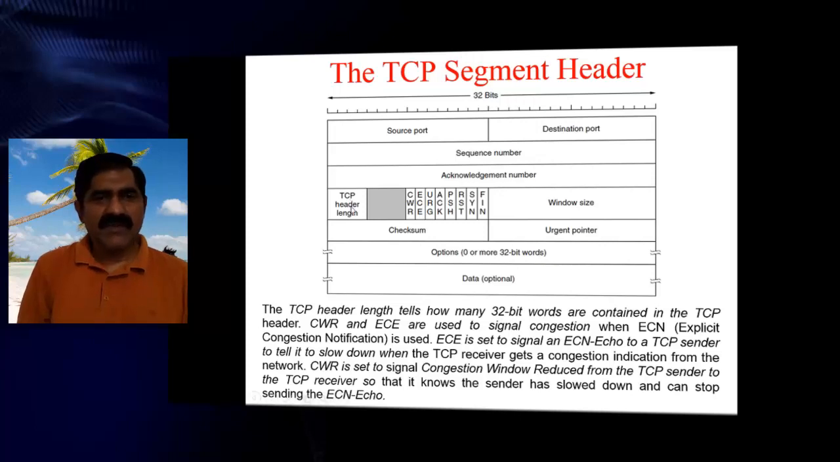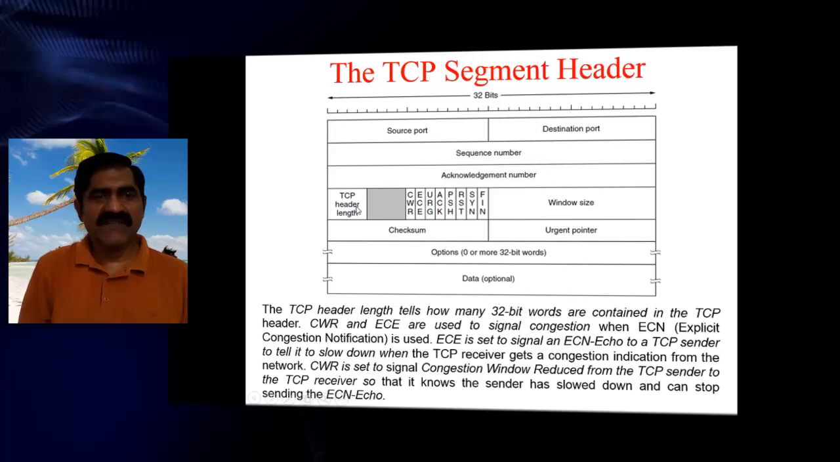Coming to the next 4-bit field, this is the TCP header length. The 4 bits indicate a minimum value of 0 and a maximum value of 15. If you multiply 15 with 4, you will get 60. So 20 bytes is the fixed header, and there is optional data. If you add it, it is up to a maximum of 60 bytes, whereas 20 bytes is the fixed header. The remaining 40 bytes you can add here, making 60 bytes.